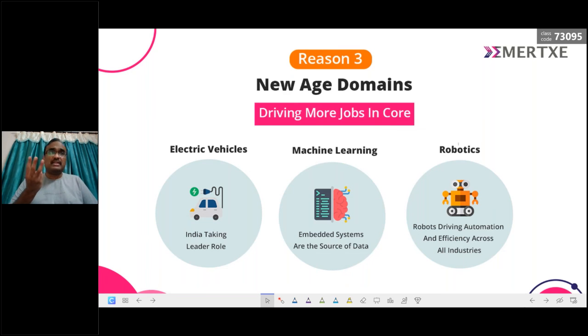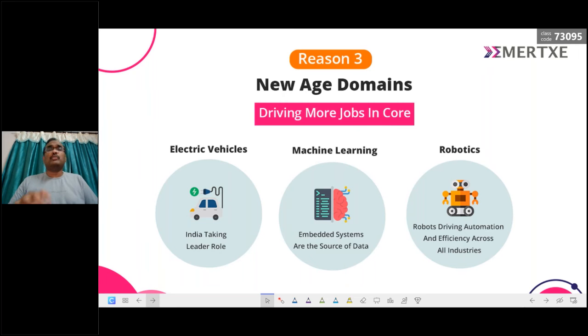We are seeing 3 trends so far. First one was more of a demography, or what is happening in India. Second one, we saw a global trend where remote working has become a possibility. Third one, we are talking about the technology trend. So, as a combination of these things, we are seeing more jobs. So let us move on.